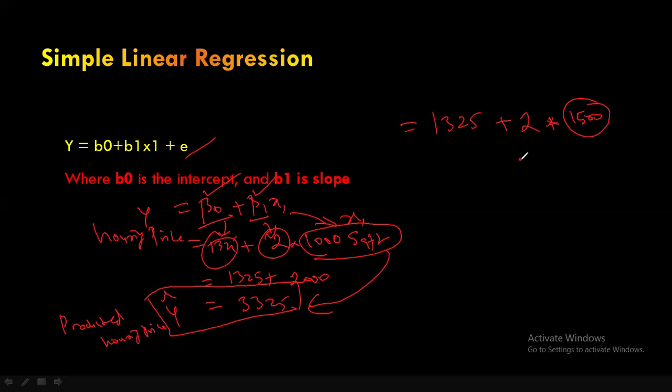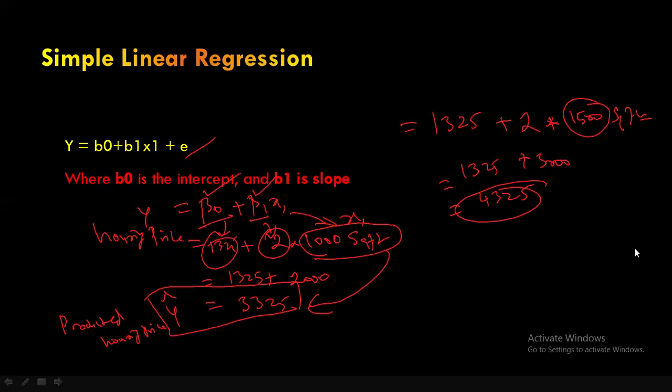2 into 1500, 3000, right? Plus 1325, 4325. This is for the 1500 square feet. This is the predicted housing price. Yes, correct. Yes, Dinesh, you are correct, right? How about others? Yes, you are correct.